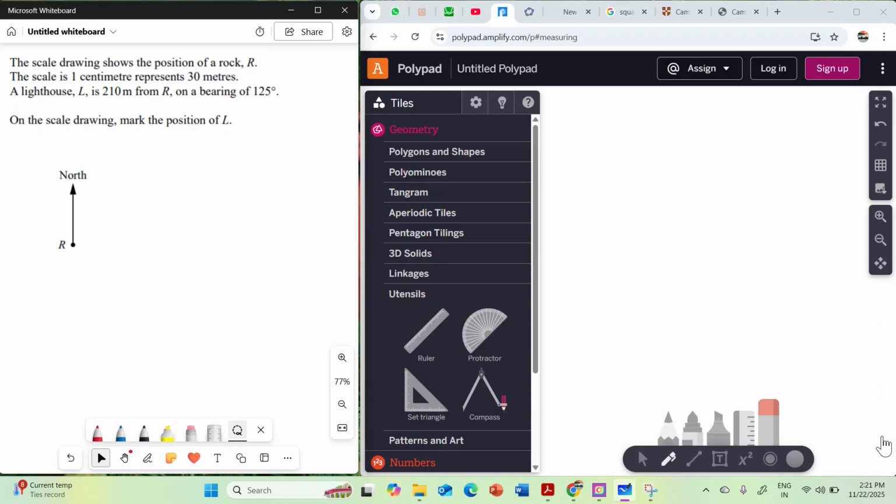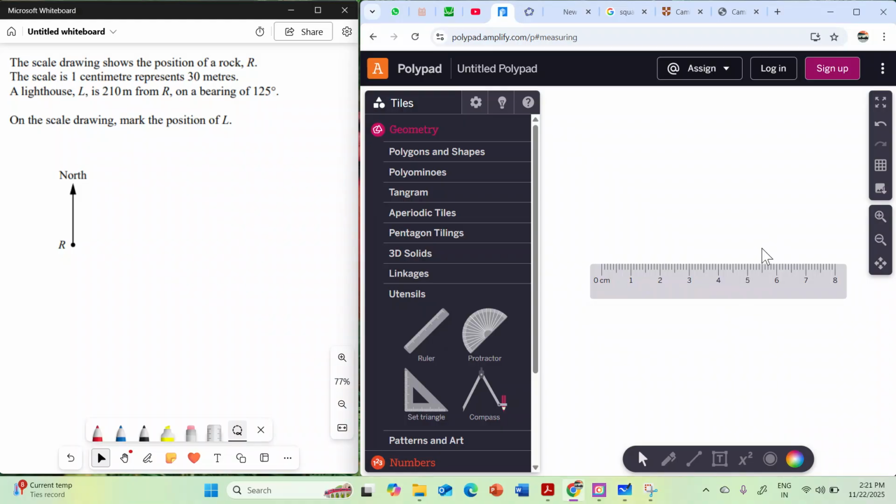Here I have a question from bearing. The scale drawing shows the position of a rock R, and the scale is 1 centimeter represents 30 meters. A lighthouse L is 210 meters from R on the bearing of 125. On the scale drawing, mark the position of L. So this is my rock and this is the position of the rock.